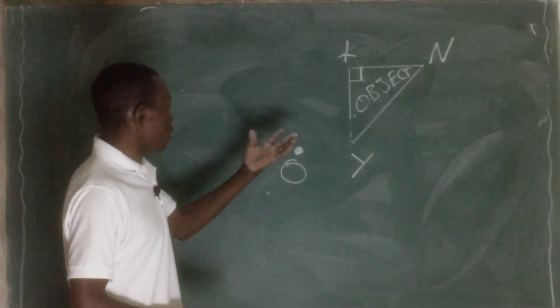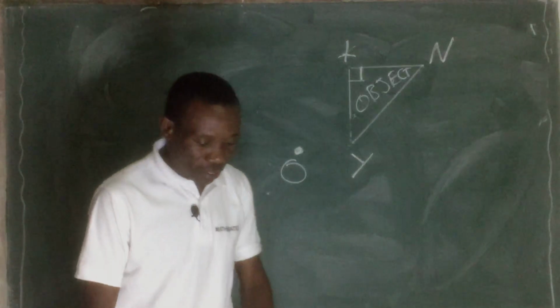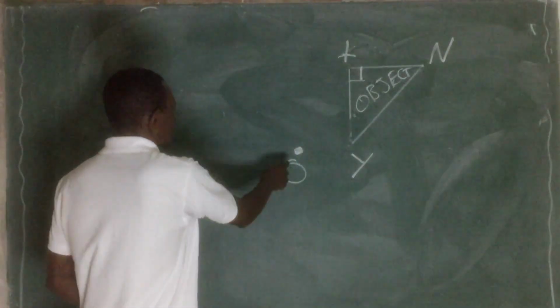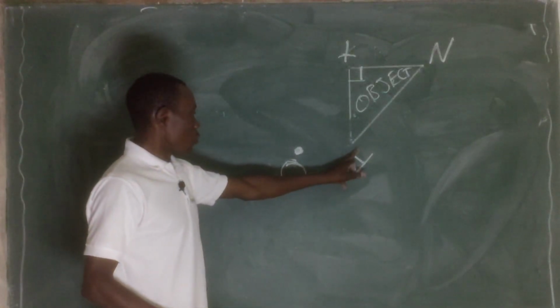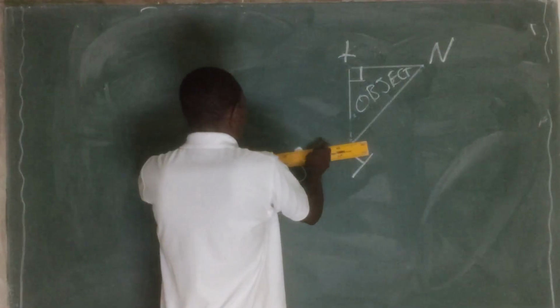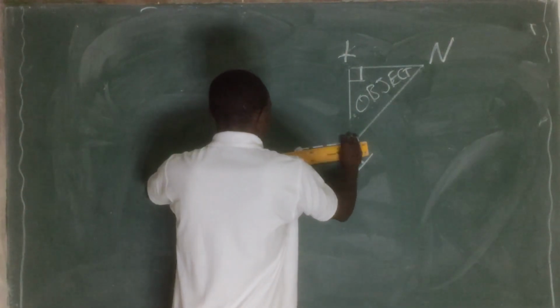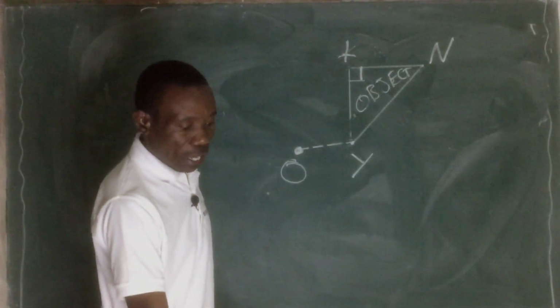So I'm talking of the replica of the object. That is your image. Right, now let us start by connecting O to Y so that we can see the position of the image of Y. So begin by doing this. I'll join this one to Y. That is my line. I call that one the object line.